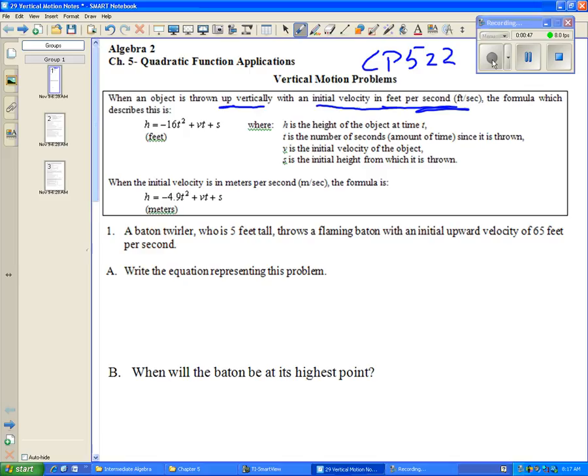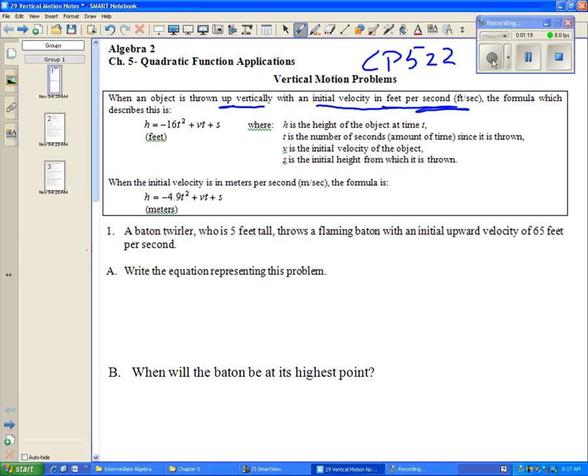The formula which describes this is h, your height, is equal to negative 16t squared plus vt plus s. H is the height of the object at time t. So depending on the time, that's where the height of the object is. T is the number of seconds, the amount of time since it is thrown. V is the initial velocity of the object. S is the initial height from which the object is thrown.